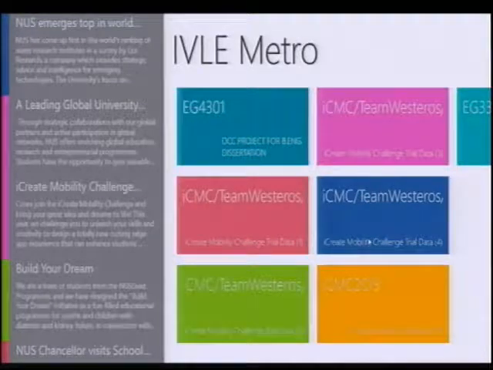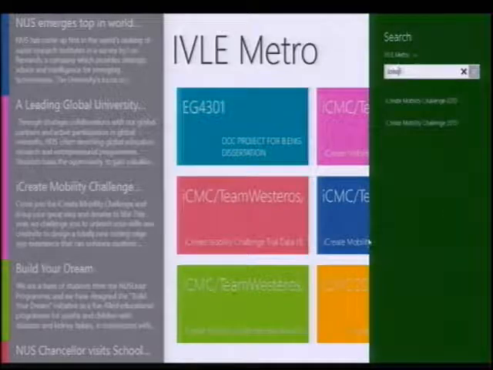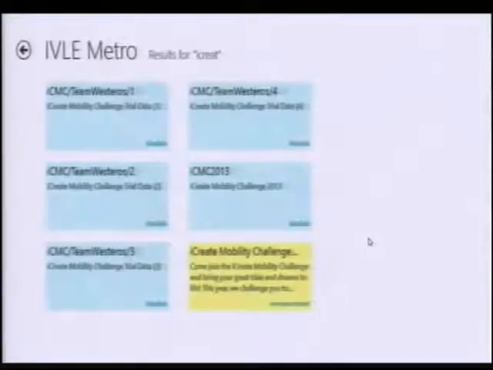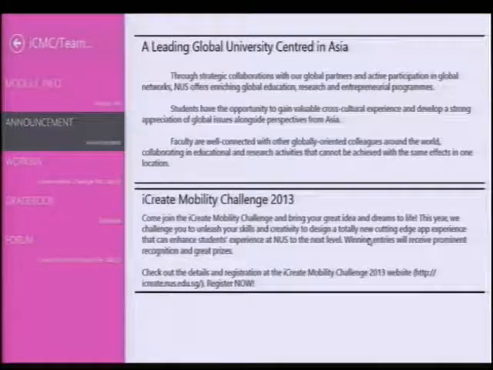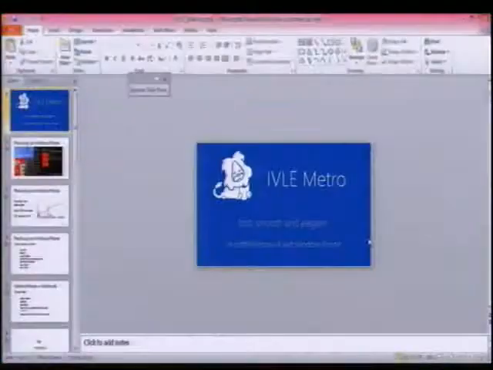I can search for a particular announcement. At the end of the semester, you're going to have tons of announcements, and you can search for an announcement really quick. So let's say I want to search for an announcement about iCreate Mobility Challenge. I can go and view the announcement really quick. So this is pretty much about, all right, PowerPoint has lost.